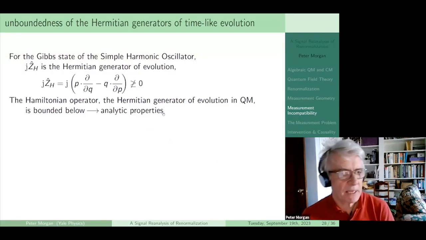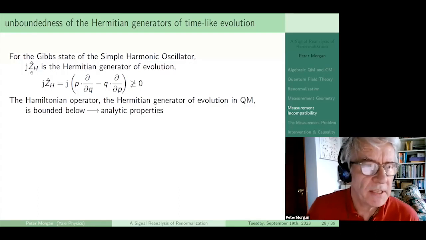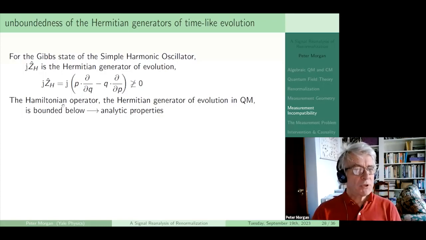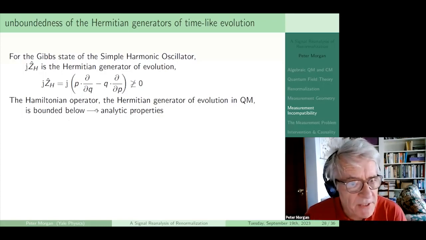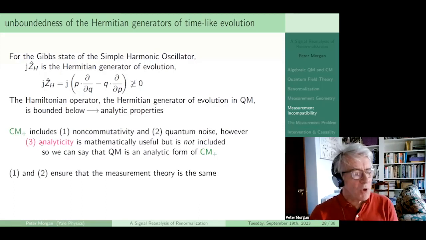So finally, about classical mechanics, we have for the Gibbs state, the JZH is the Hermitian generator of evolution, and it's not a positive operator. The Hamiltonian operator, in contrast, in quantum mechanics, is bounded below. And that has analytic properties that we definitely do not want to give up. It's an incredibly useful thing. On the other hand, I don't want to adopt it into CM+, just because I want CM+ and quantum mechanics to be different so that we can compare them.